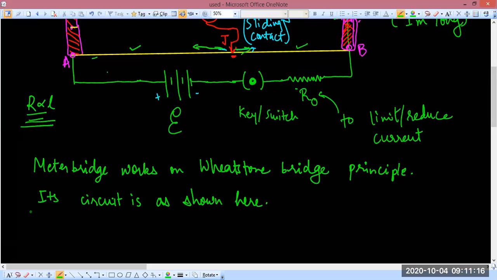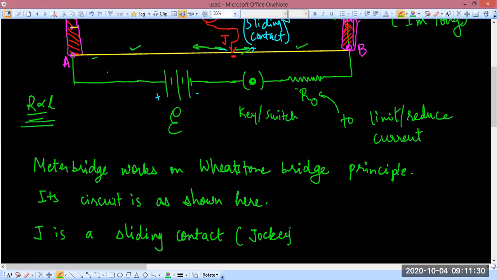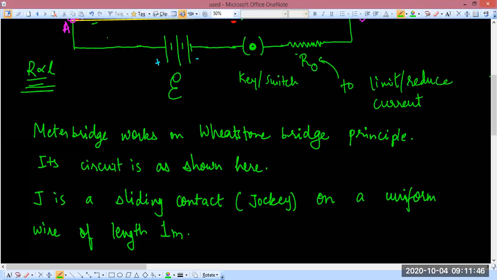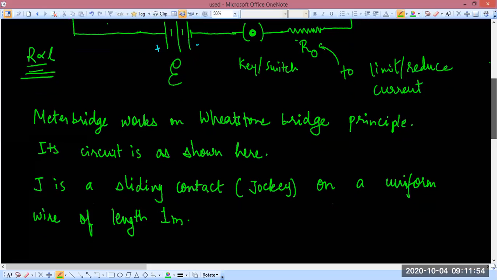Then you write that J is a sliding contact, jockey, on a uniform wire of length 1 meter. આ બધું description છે આ circuit નું. I hope you understood that. Clear? So this is the description.